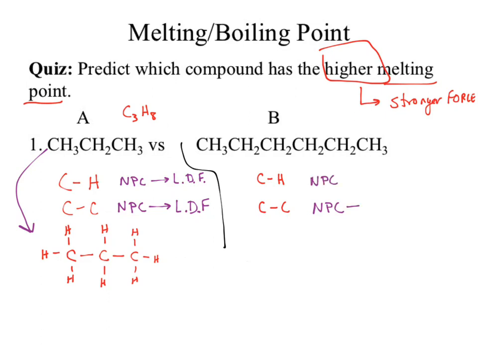What kind of bond is carbon to hydrogen? Nonpolar covalent. What kind of force comes from a nonpolar covalent bond? A London dispersion force. Which of those is the stronger force? What's that? Neither. They're both London dispersion, that's it. So now I compare across to find the stronger force. Which force is stronger? London dispersion or London dispersion?